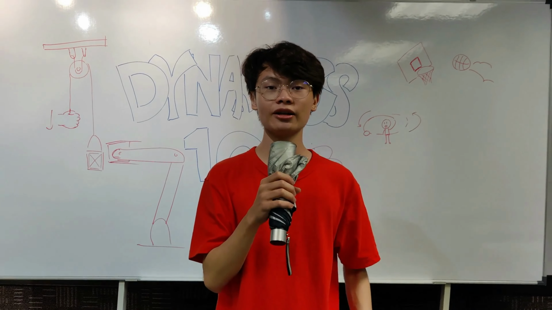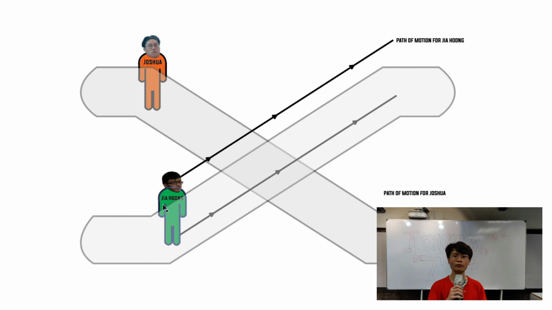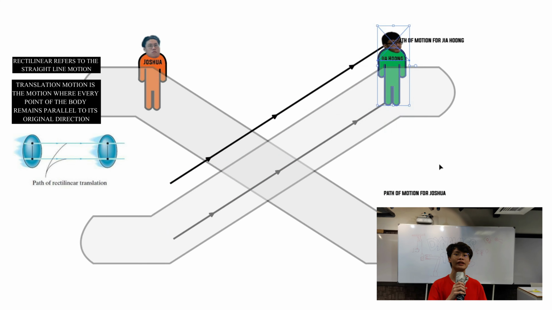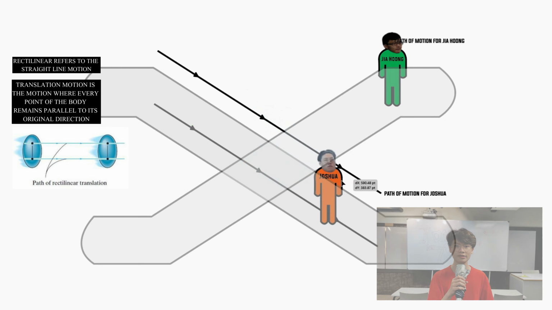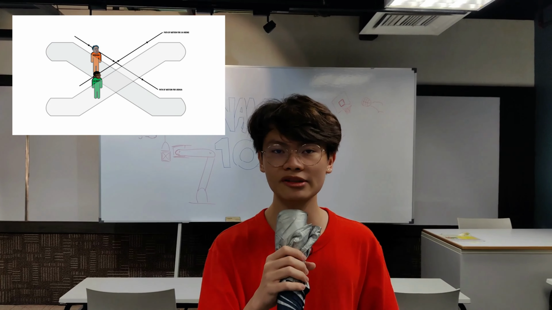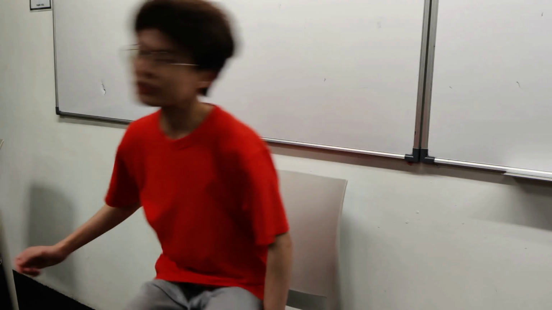In the escalator scene you have seen earlier, both Joshua's and Jiang Hong's points of view are different. This is because they are both moving in straight lines. This is what we call rectilinear motion, but in translation motion, because the escalators are moving in different directions. Therefore, relative motion can be seen between both of them from different perspectives.